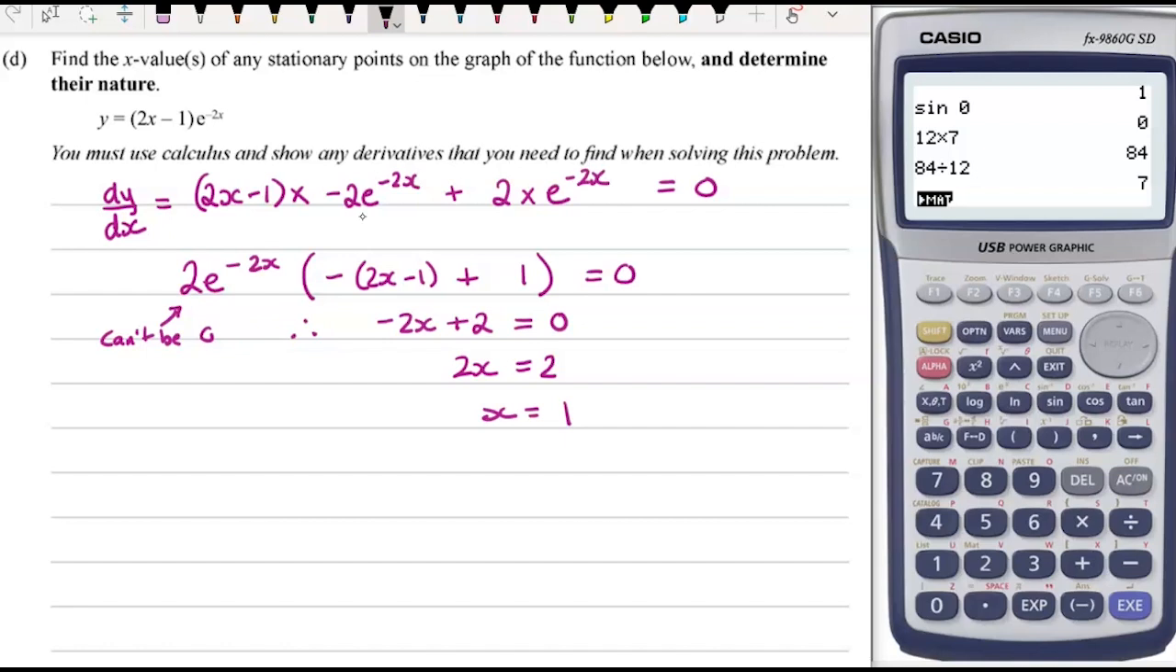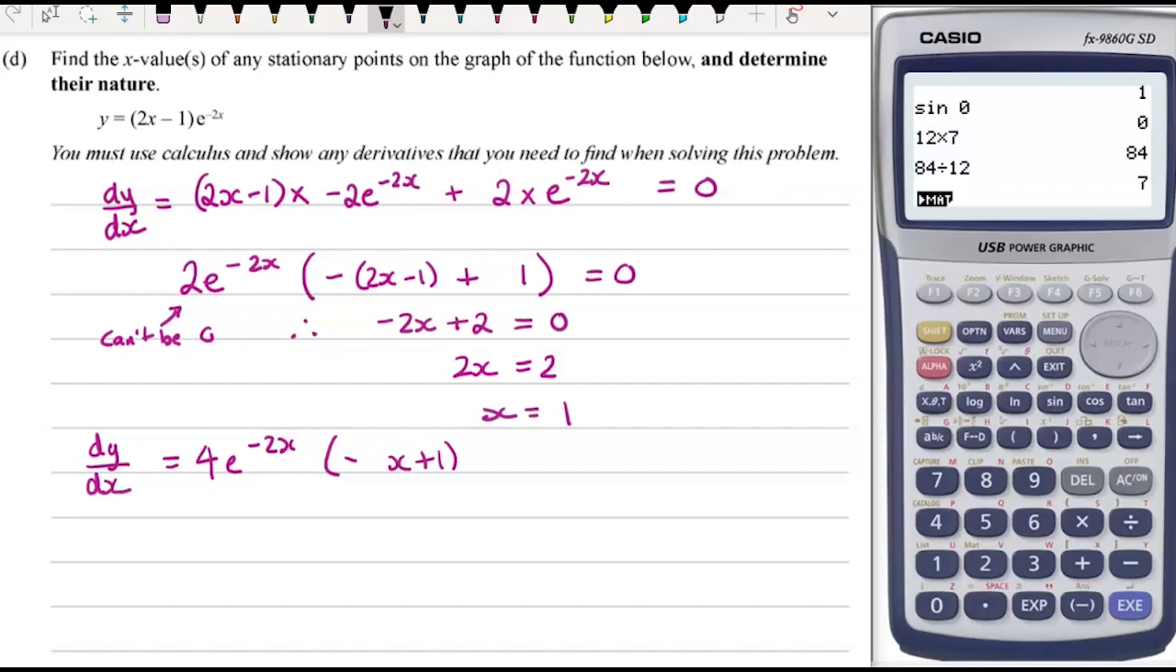Okay, so we've got a stationary point when x equals 1. Now we need to know what kind of stationary point it is. So we find the second derivative. Before I do, I'm actually going to rewrite the dy by dx, but in simplified form to make that a bit easier. So we had the 2e to the minus 2x, and then a bracket minus 2x plus 2. Actually, we can take out another factor of 2 from that bracket, so I'm going to leave that as a minus x plus 1 and turn that into a 4.